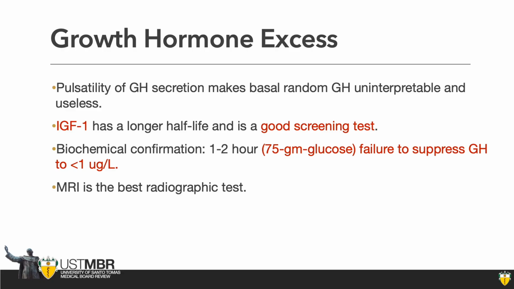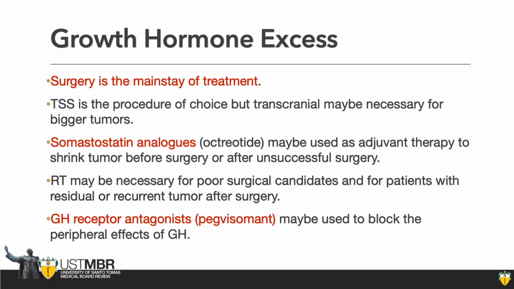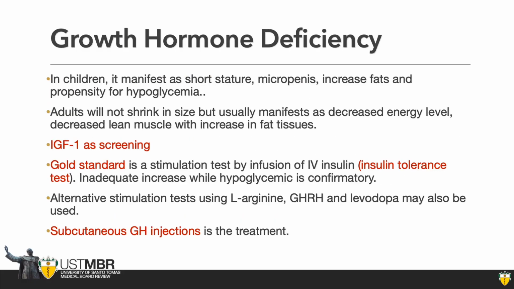After which you go after it with an MRI. Surgery is the mainstay, and you can give octreotide, a somatostatin analog, or a growth hormone receptor antagonist called pegvisomant to control further growth hormone in the circulation. In the case of deficiency, we also use IGF-1 as screening. The gold standard is to try to stimulate it by making the patient hypoglycemic, this time by infusing insulin. And once confirmed, the treatment is subcutaneous growth hormone injection.